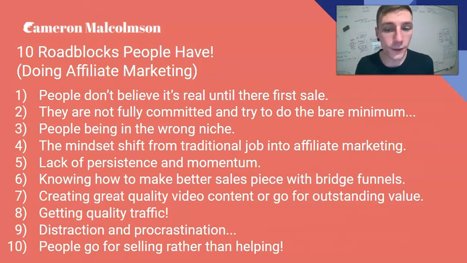Number 2 was they were not fully committed and tried to do the bare minimum. Number 3 was people being in the wrong niche. Number 4 was the mindset shift from a traditional job into affiliate marketing. Number 5 was lack of persistence and momentum. Number 6 was knowing how to make better sales pieces with bridge funnels. That was a roadblock that people had. When someone's going to do something and they hit a roadblock, they'll go back. So you can make content around these ideas and help people to get through these roadblocks.